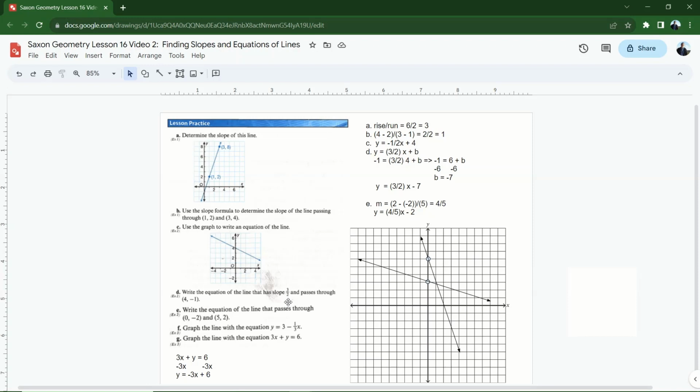You are now ready to begin the next lesson. Do numbers 1 through 30 in lesson 16.